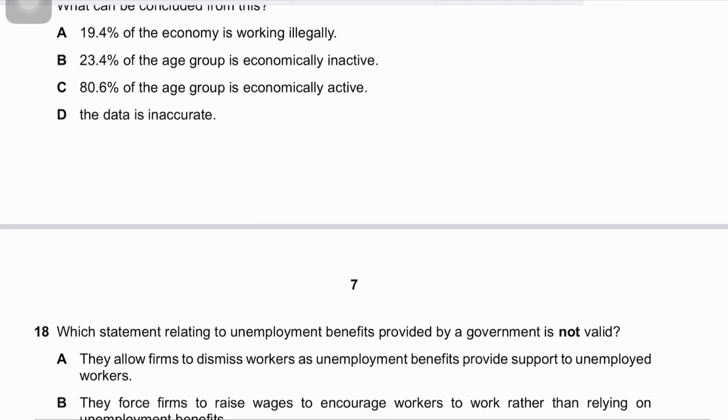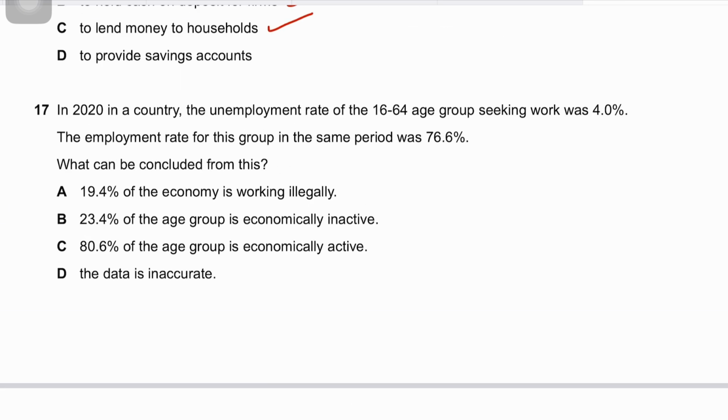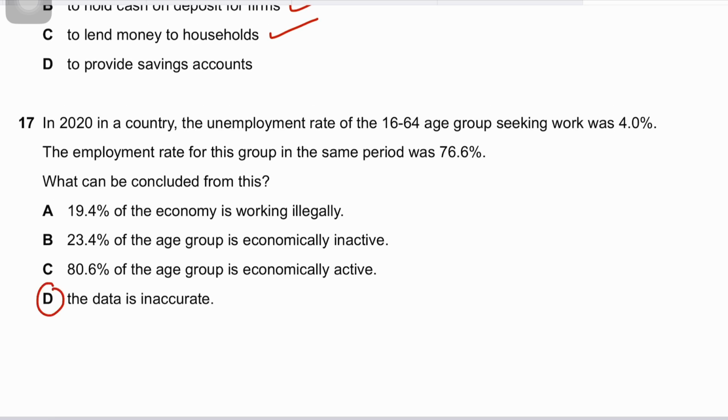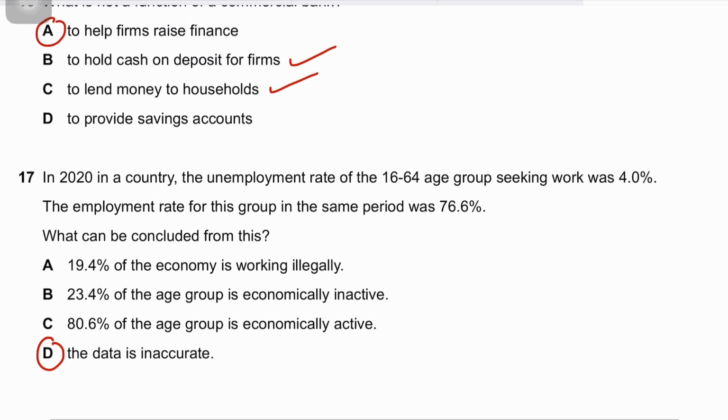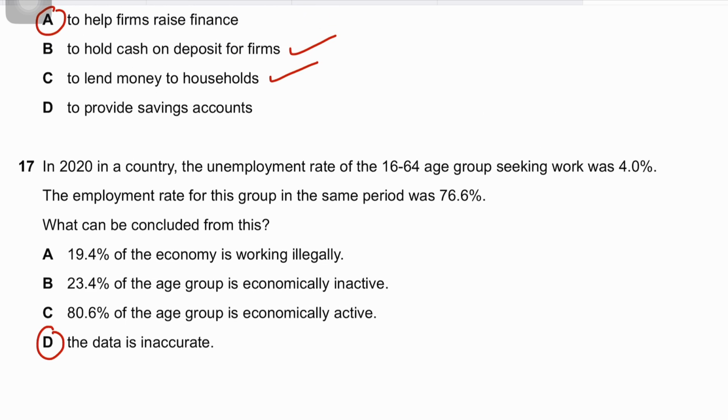The next question, number 17, says in 2020 a country had an unemployment rate of 4% for the 16 to 64 age group seeking work, and the employment rate was 76.6%. What can be concluded from this? Now guys, this question is a bit tricky and requires some mathematical working to prove the answer. For now, since you are just checking your answers, the correct answer is D for David. But I'm not going to prove why it is D in this video. I'm going to make another video probably by tomorrow and prove why D is the correct answer according to me, right? So the correct answer should be D, that the data is inaccurate.